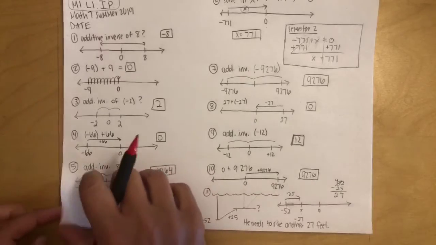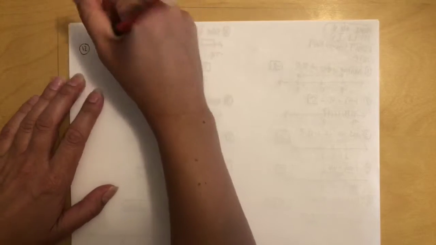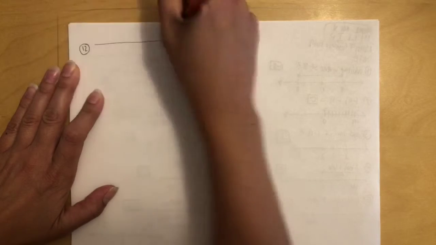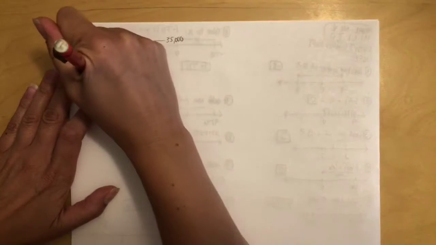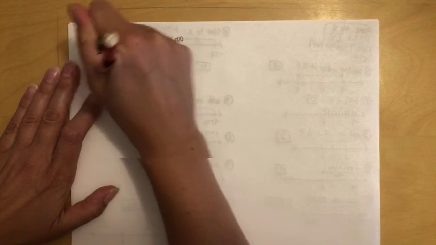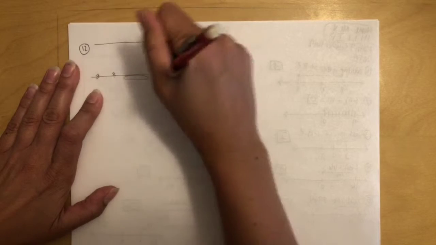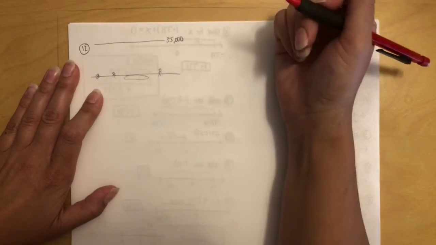Number 12, let's do this on the back. A plane is flying at an altitude of 35,000 feet. Okay, so an altitude of 35,000 feet, and we'll put the land down here, right? We've got some trees. Yay. Maybe there's a pond. Okay, the point is just to show that we're up in the air.